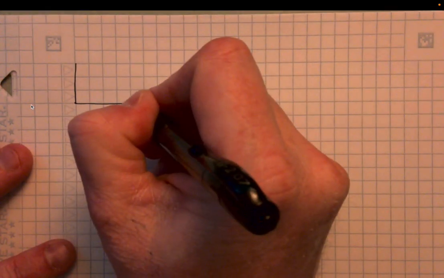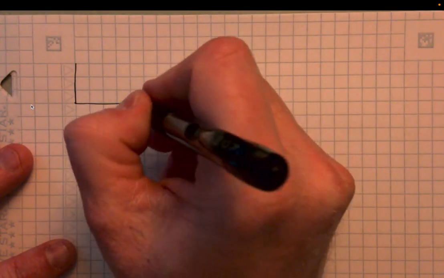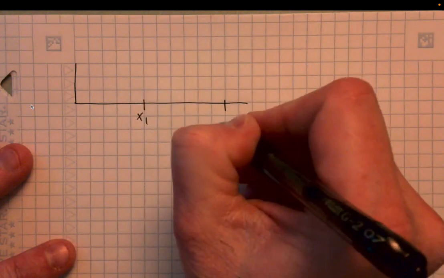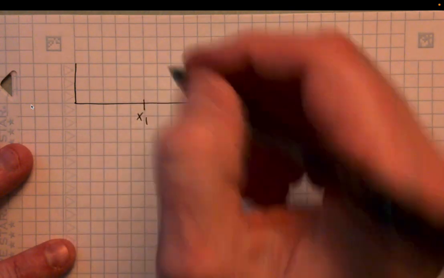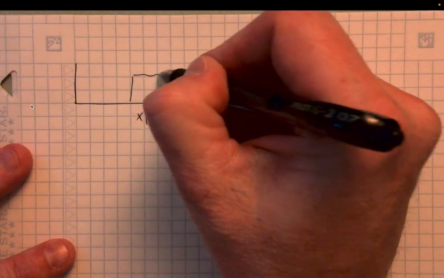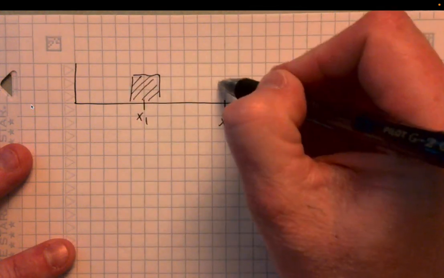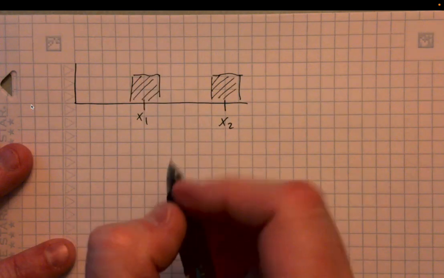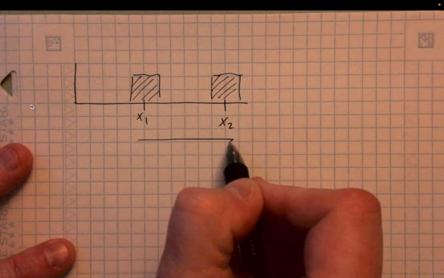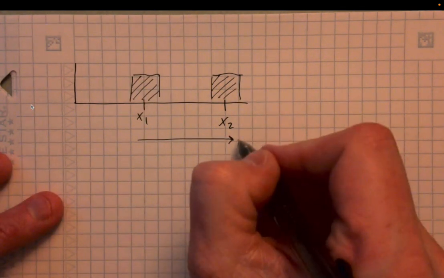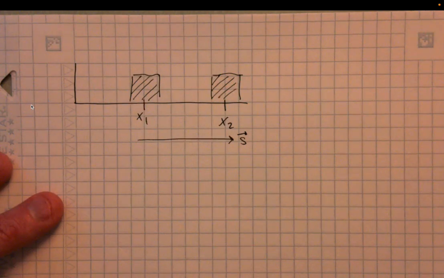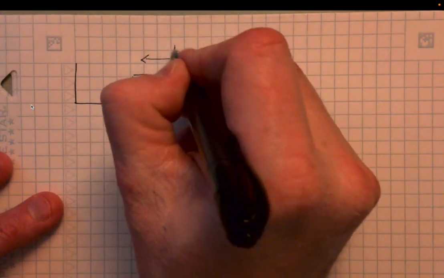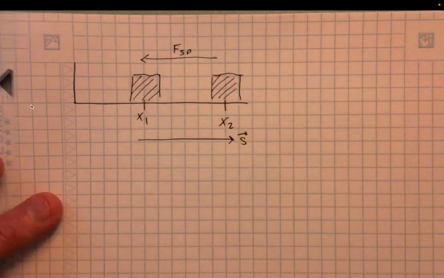So we'll say x1 is its normal state, and I'm going to stretch it out to x2. The mass is going to move from here over to here, right? So I'm causing a displacement from x1 to x2. I'm stretching the spring, and so I know that the spring force is going to be opposite that direction.